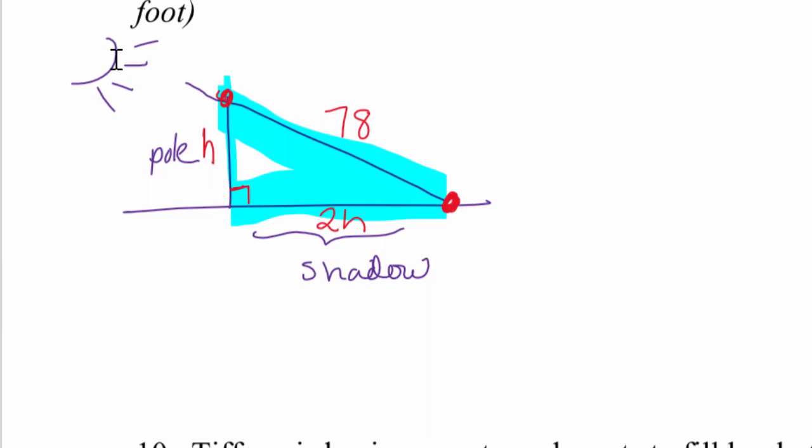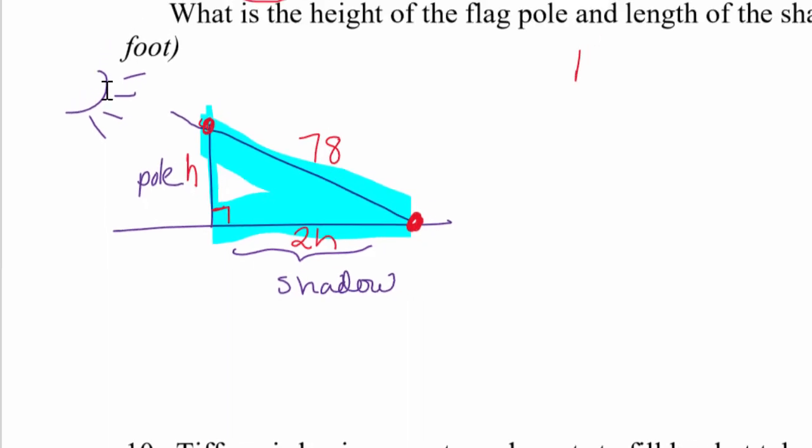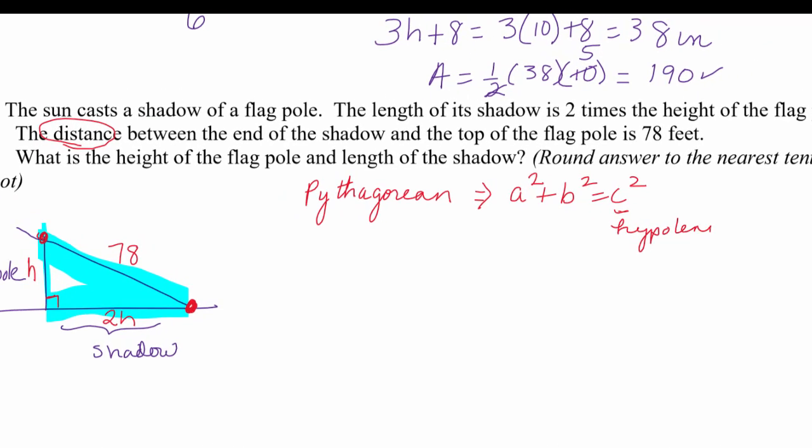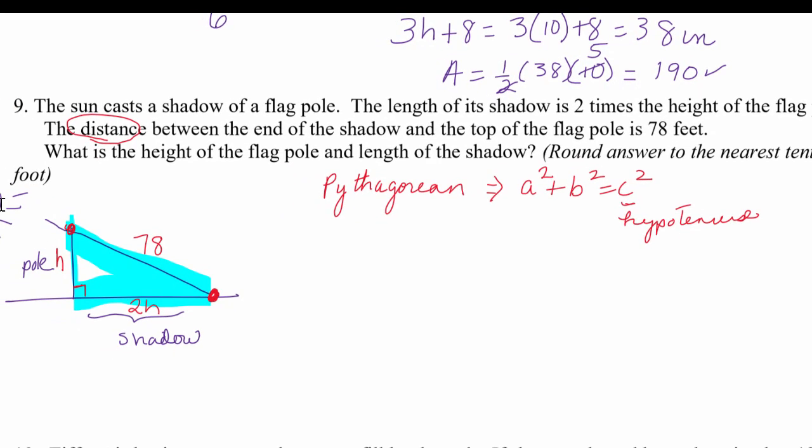So now if you recognize a right triangle, you're right. And how are these sides on a right triangle related? Well, if you're thinking Pythagorean theorem, you're absolutely right. So I'm going to write that down. The Pythagorean theorem tells us this famous a squared plus b squared equals c squared, where c is the hypotenuse, that long side. A and b are legs. So in our case, h and 2h are the legs. 78 is the measure of the hypotenuse, right?